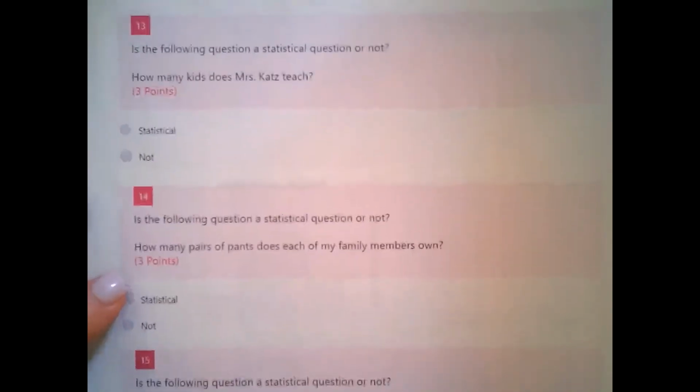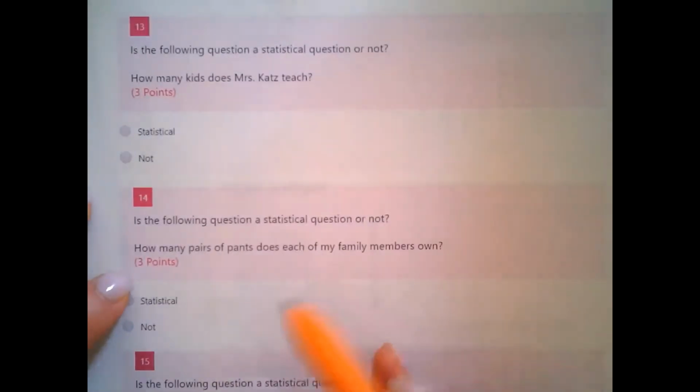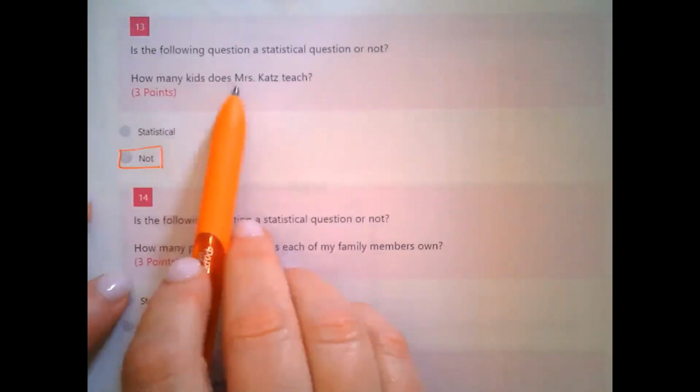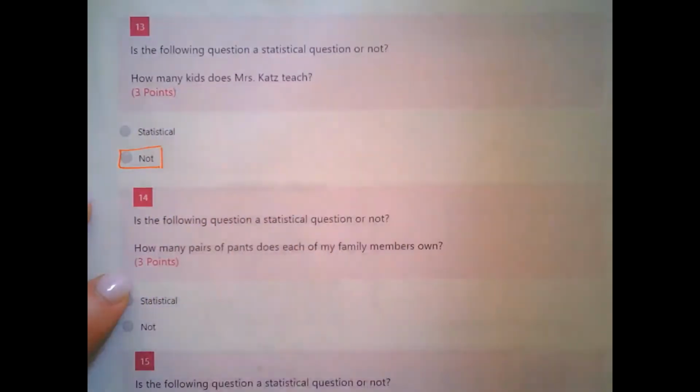Is the following a statistical question? How many kids does Mrs. Katz teach? Well, at any time that you ask that question, the answer is going to be a single number. There's only a certain number of students that I teach, so this is not a statistical question. Now, if we had said, how many kids did Mrs. Katz teach each of the last 10 years, "each" helps make that. We're looking at different data. But because we're asking at that moment, how many kids do I teach? That is not a statistical question.